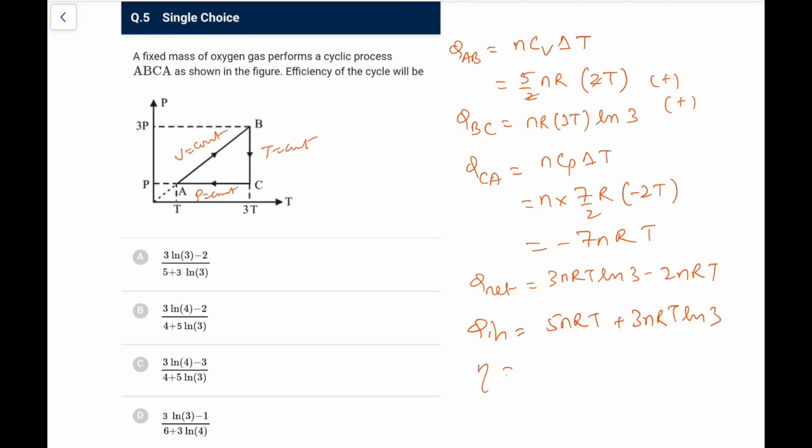So efficiency is Qnet upon Qin, that we know. So that comes out as, nRT goes down, 3 ln 3 minus 2 upon 3 ln 3 plus 5. Is there any option like this? Yes, the first one looks like that, so it's the correct one.